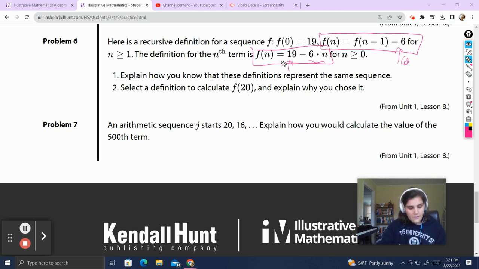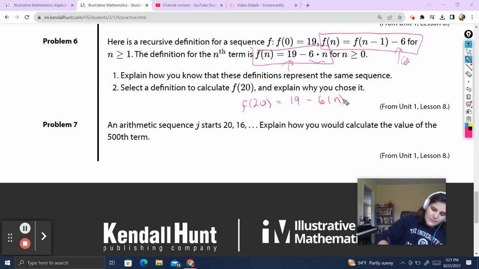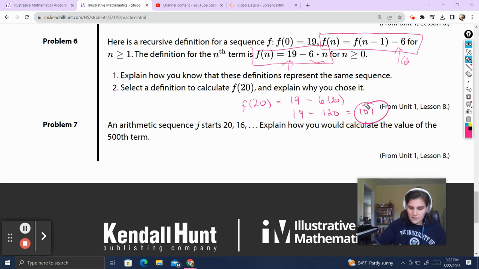2. Select a definition to calculate F of 20 and explain why you chose it. Well, if I was using this top definition, I'd have to calculate 20 values in order to figure out what F of 20 is. But with this bottom definition, all I need to do is plug in 20, and it makes my life a whole lot easier. So instead of the n in this case, I cross it out and I write a 20. 6 times 20 is going to be 120. 19 minus 120 is negative 101, and I'm done.